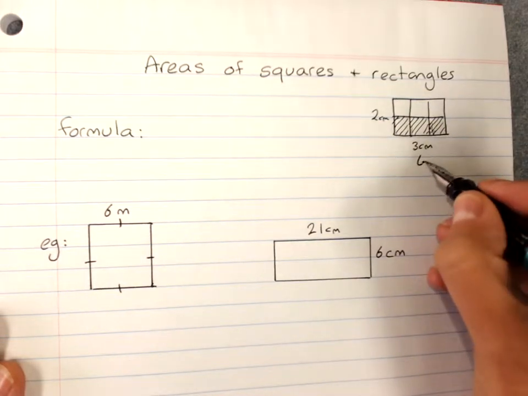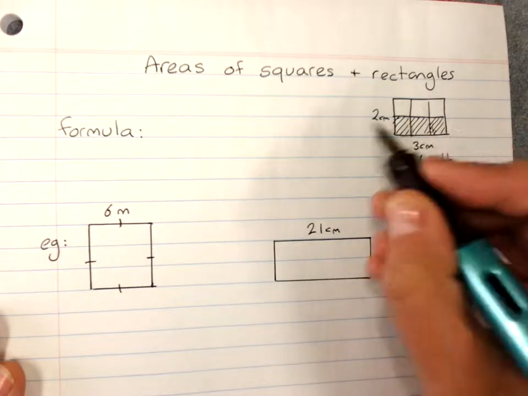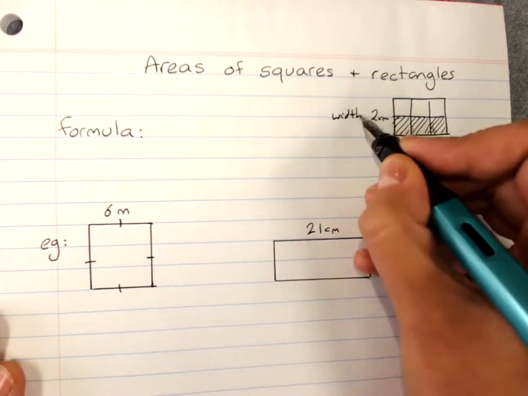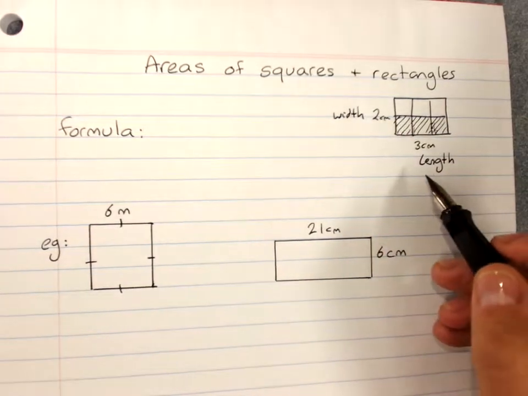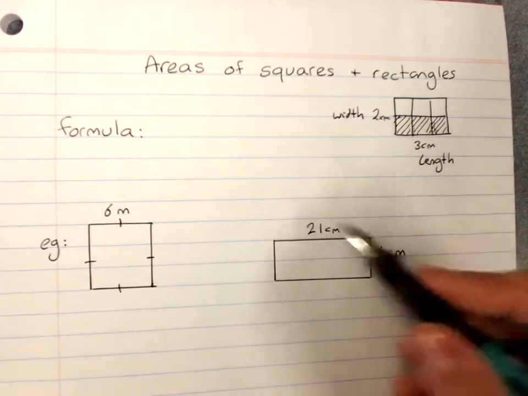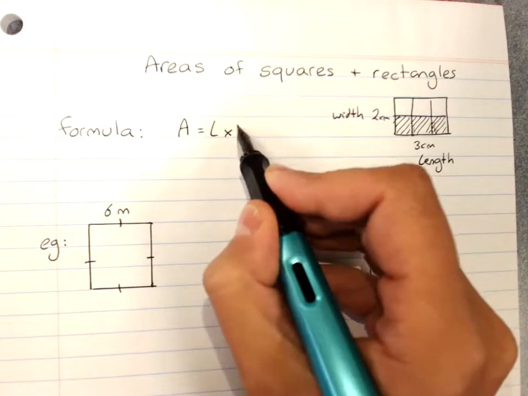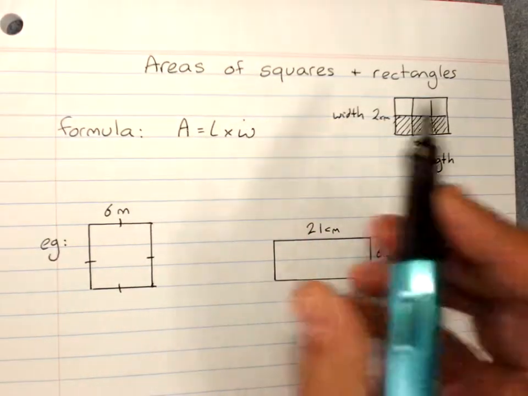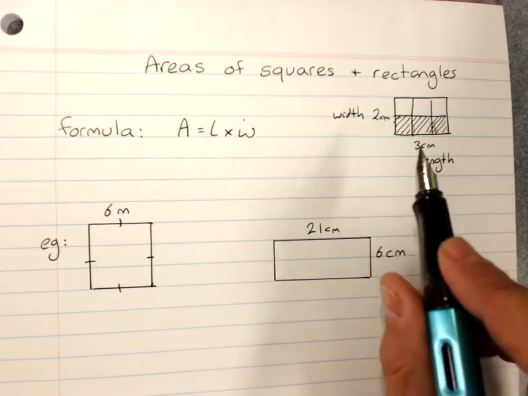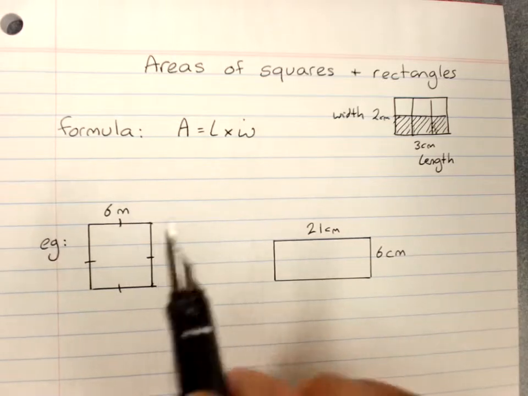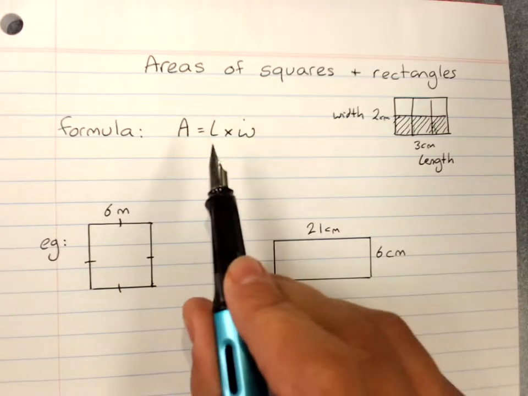So if this is the length of the rectangle and this is the width, I can calculate the area by doing length times width. Sorry about the random dot there. So the formula for the area of a square or a rectangle is just length times width.